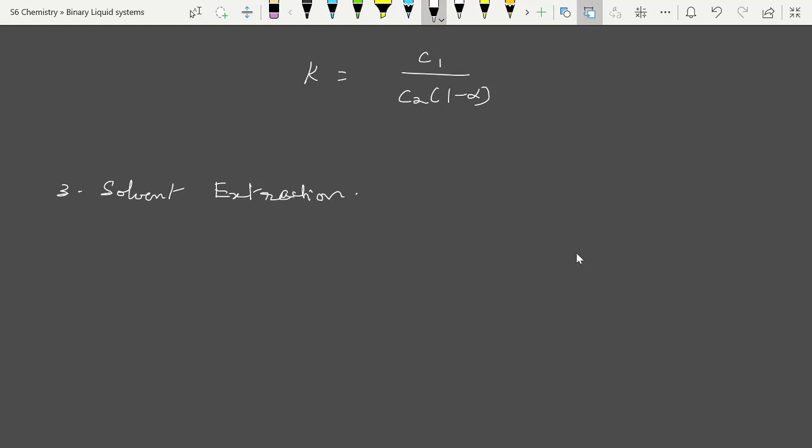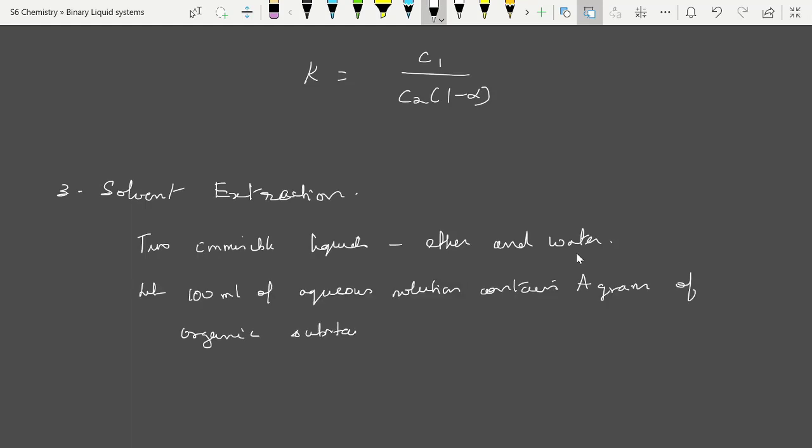Such extractions are more efficient when extraction is carried out with small amounts of liquid than using the whole liquid in one lot. This can be demonstrated using an example. Suppose two immiscible liquids are taken, which are ether and water. Now suppose 100 ml of the aqueous solution contains A grams of the organic substance. So we have an organic substance present in 100 ml of aqueous solution.